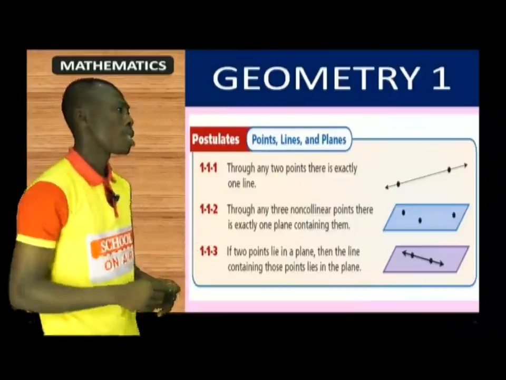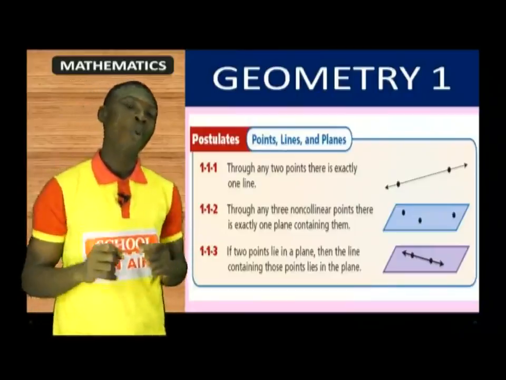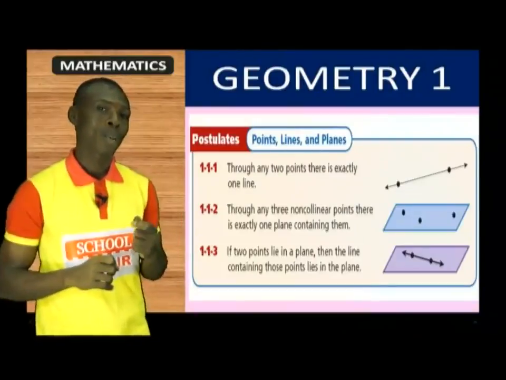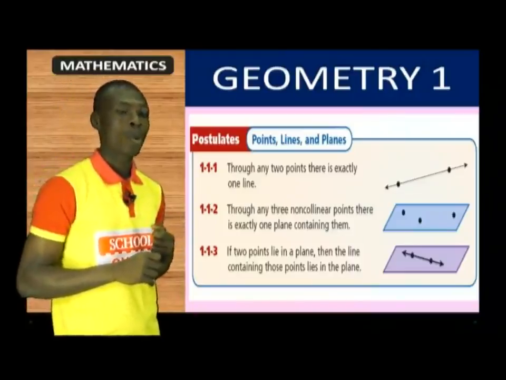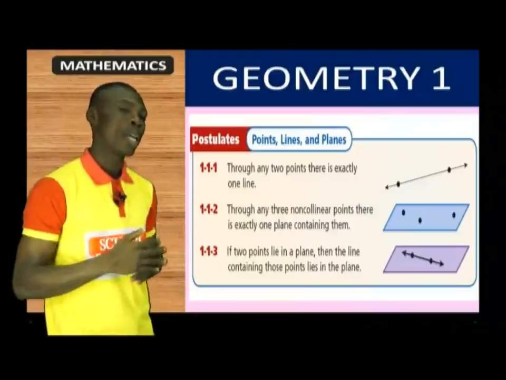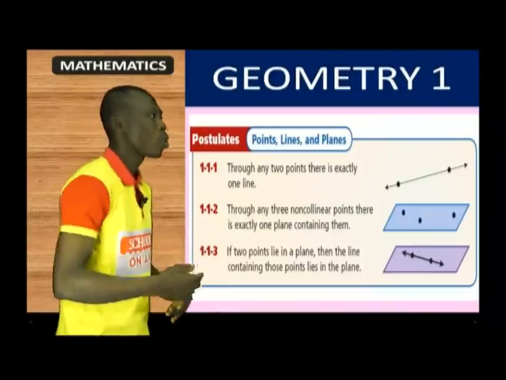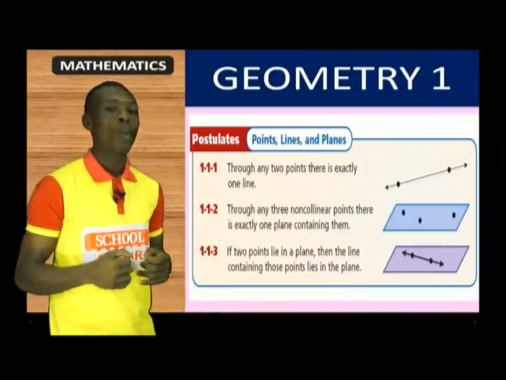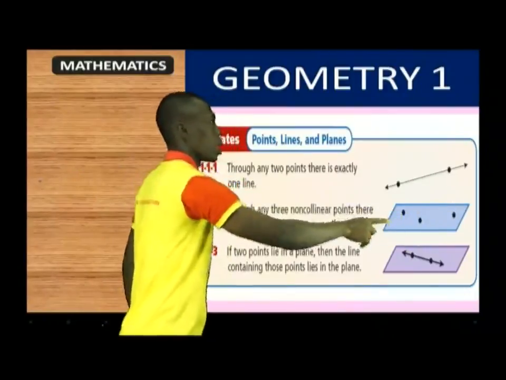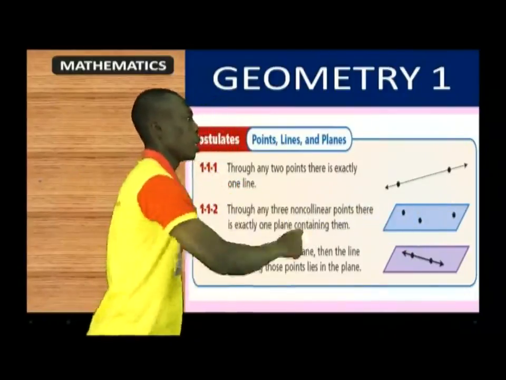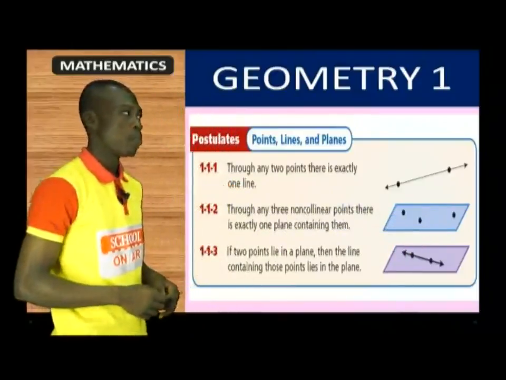And then the second postulate says that through any 3 non-collinear points, there is exactly one plane containing them. Now we are talking about non-collinear. Remember, we've talked about non-collinear before. That is, they are not on the same line. So through any 3 points that are not on the same line, there is exactly one plane. So that's what we have here. We have non-collinear points here, and so there is only one plane containing them.